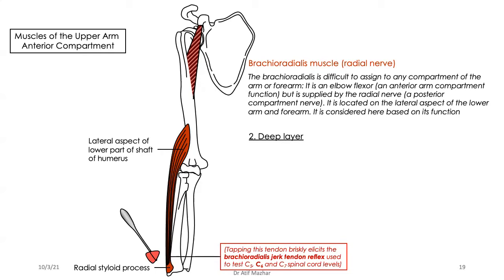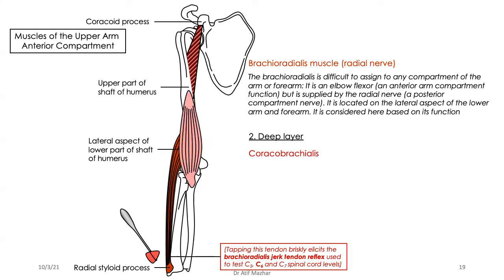So this coracobrachialis muscle, how do I identify it? It's pierced by a nerve, and that nerve is my musculocutaneous nerve. If I'm struggling to find where the musculocutaneous nerve is, if I see a muscle pierced by a nerve, that nerve is musculocutaneous, and that muscle is coracobrachialis. Look at it, coracoid process and then going to the medial aspect of the shaft of the humerus.